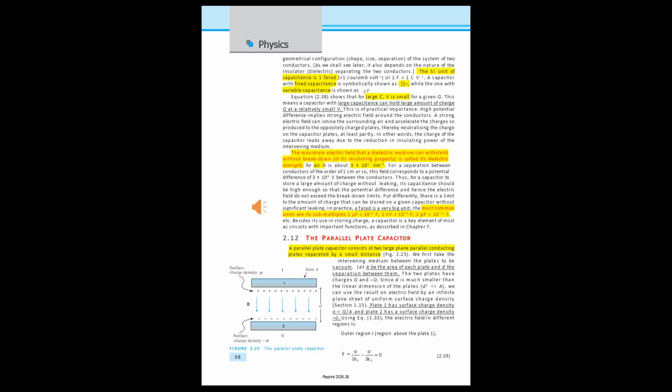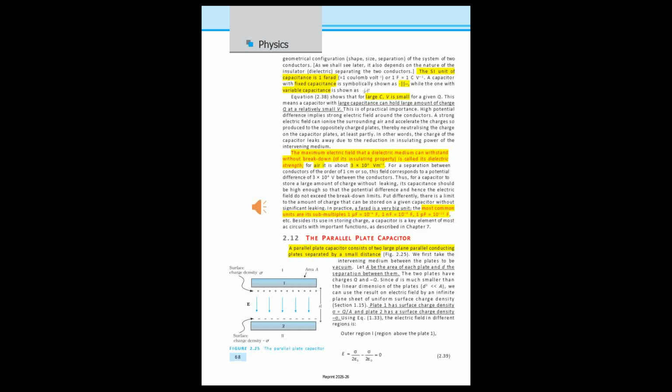For a separation between conductors of the order of 1 centimeter or so, this field corresponds to a potential difference of 3 times 10^4 volt between the conductors. Thus, for a capacitor to store a large amount of charge without leaking, its capacitance should be high enough so that the potential difference, and hence the electric field, do not exceed the breakdown limits.